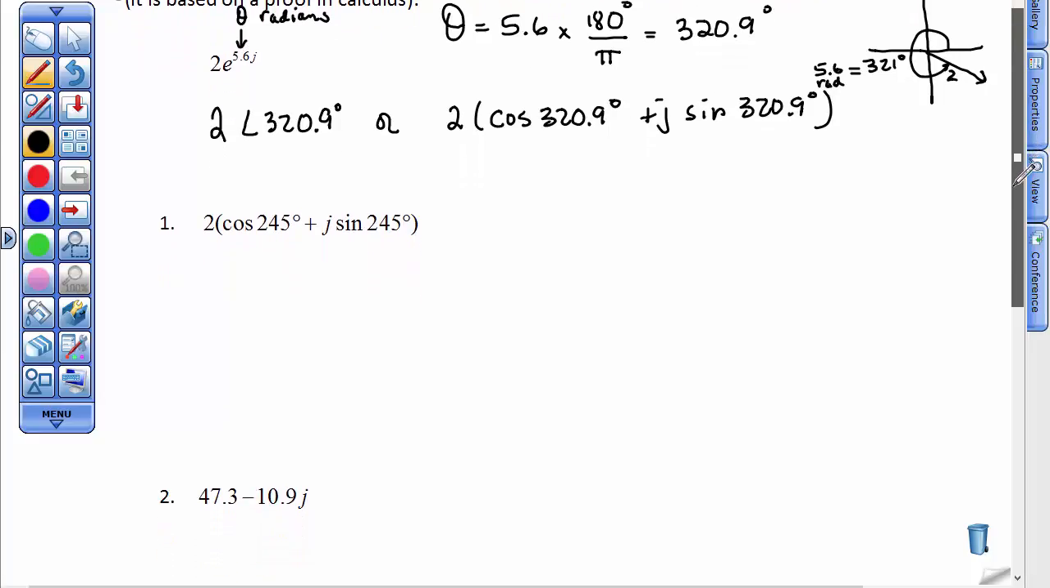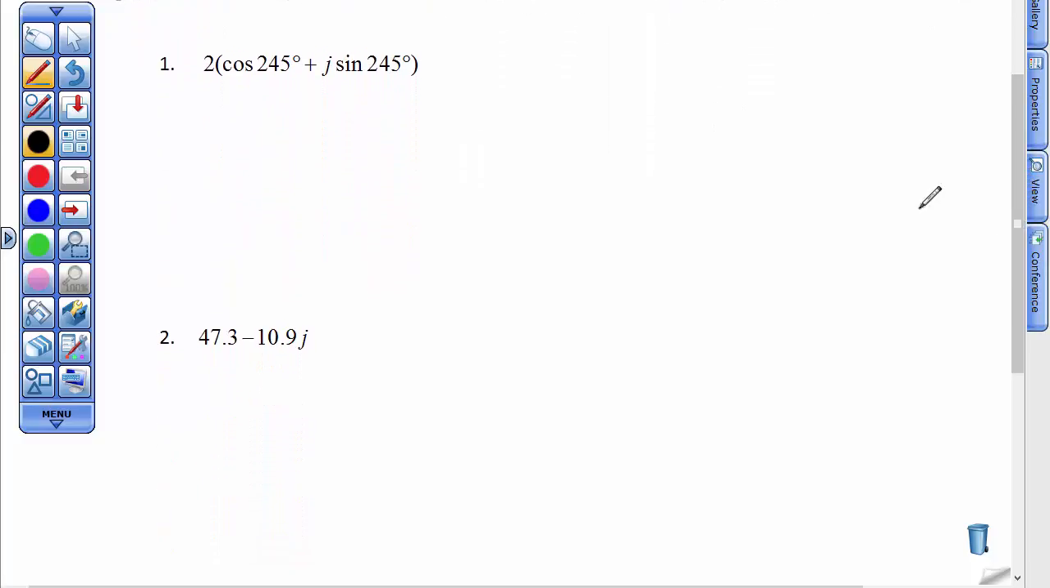So if I want to go from polar to exponential, all I have to remember to do is to take the 245 degrees and multiply it by pi over 180. So on my note card, I might want to write a note that said if I want to go from degrees to radians, I multiply by pi over 180 to get this into radians.